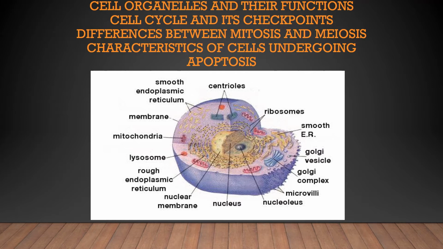So next we have characteristics of cells undergoing apoptosis. So this basically includes chromatin aggregation, shrinkage of the cytoplasm, and condensation of the nucleus. You may also be asked to differentiate between apoptosis and necrosis, in which apoptosis is programmed cell death and is a naturally occurring physiological process. Necrosis, on the other hand, is premature cell death and it's a pathological process.